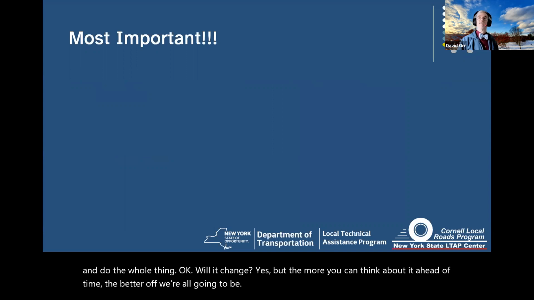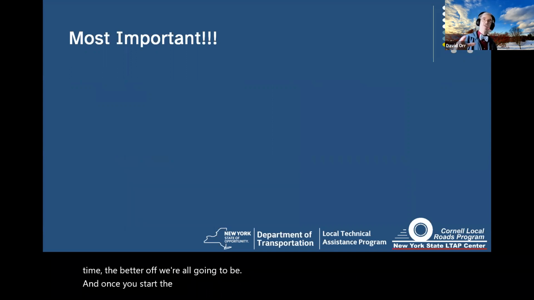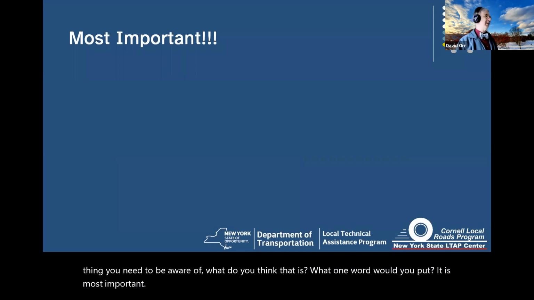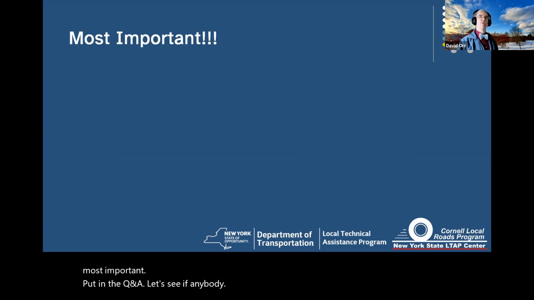And once you start the process, the single most important activity, the single most important thing you need to be aware of, what do you think that is? What one word would you put as most important? Put it in the Q&A. Let's see if anybody knows: what's the single most important thing to think about?